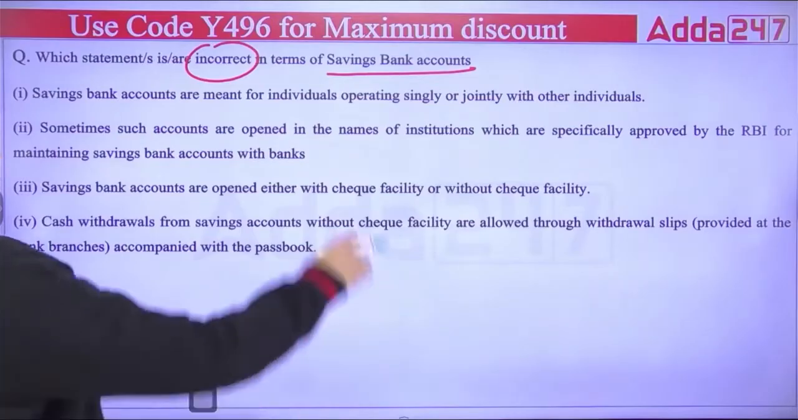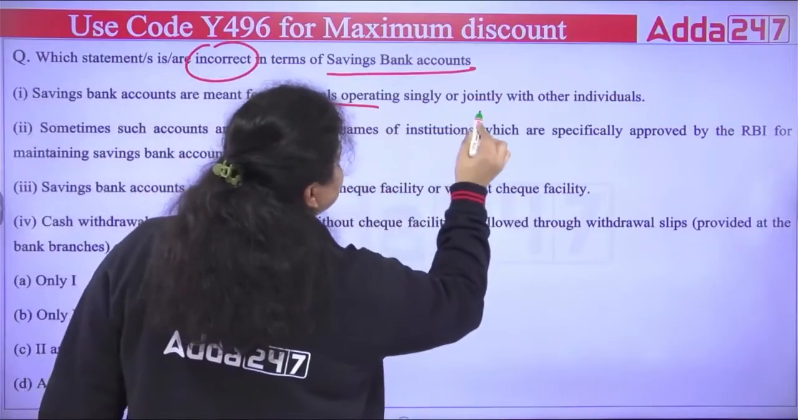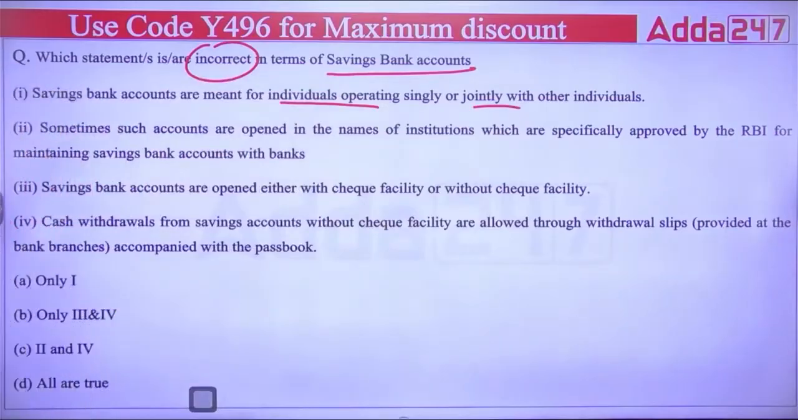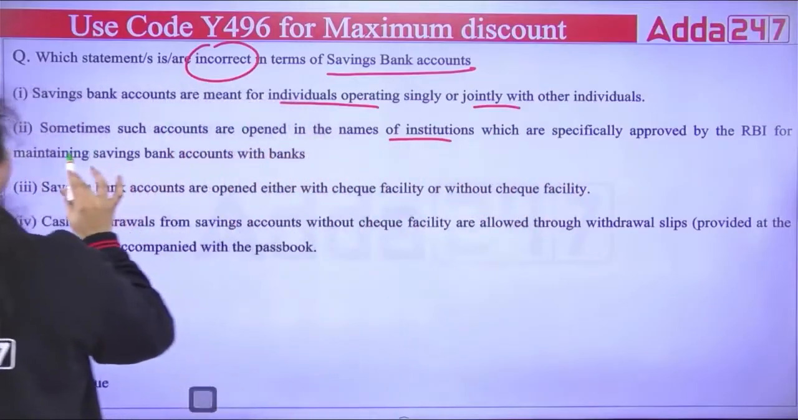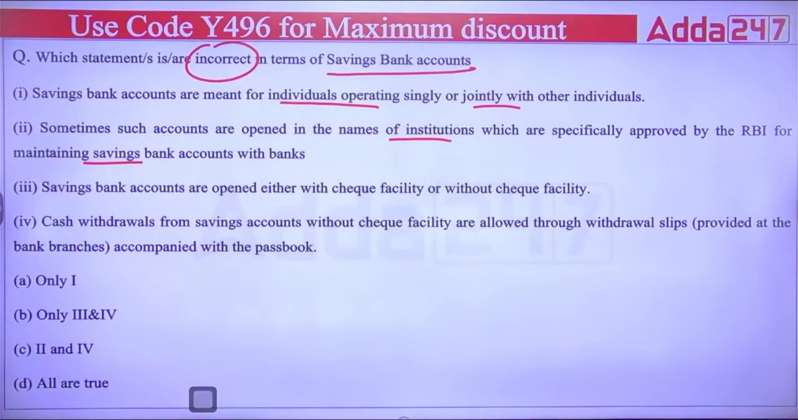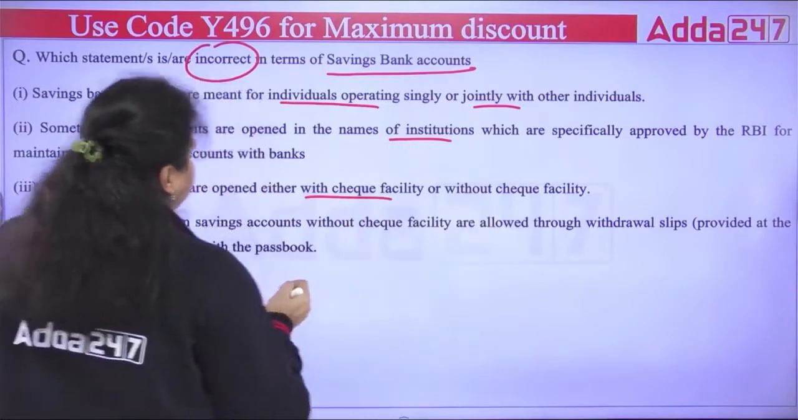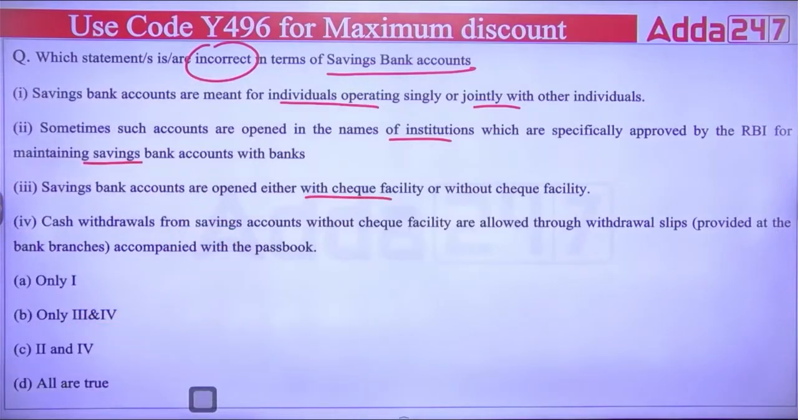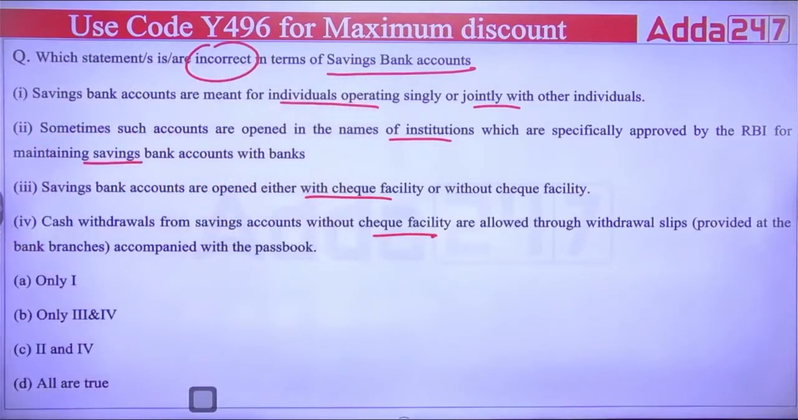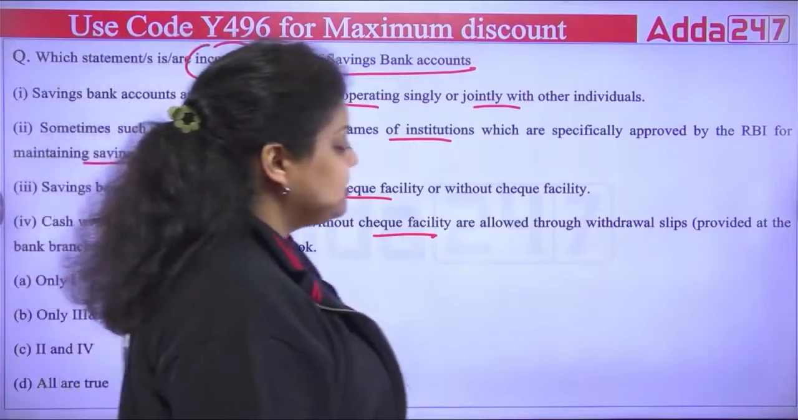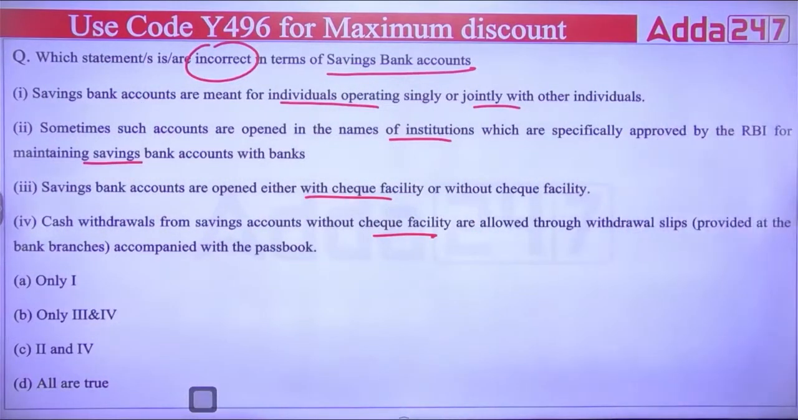So first is saying savings bank accounts are meant for individuals operating singly or jointly with other individuals. Second, sometimes such accounts are opened in the names of institutions which are specifically approved by RBI, maintaining savings bank account with banks. Third, savings bank account are opened either with check facility or without check facility. Fourth, cash withdrawals from savings account without check facility are allowed through withdrawal slip that is provided at bank branches, accompanied with the passbook. So these are the 4 statements. Out of that, you have to let me know which statement is the incorrect one in context to your savings account.